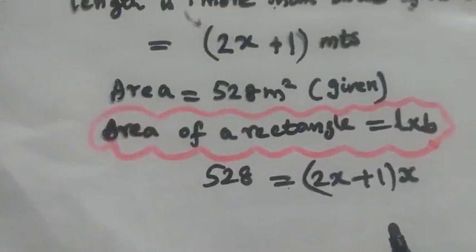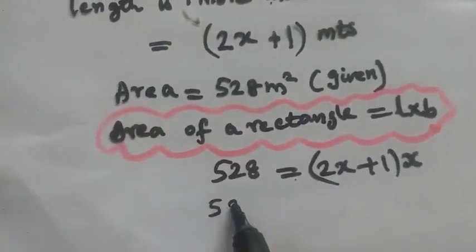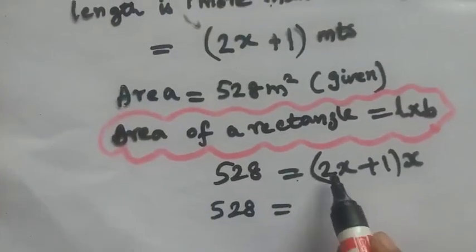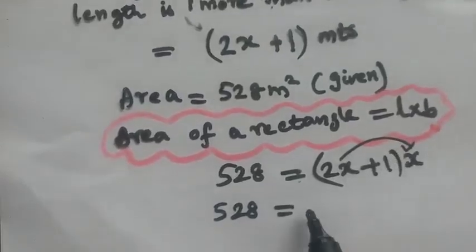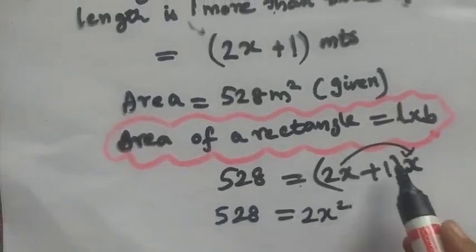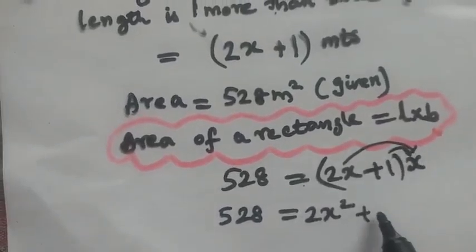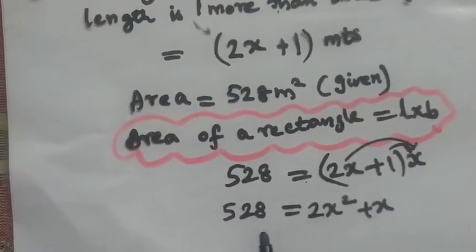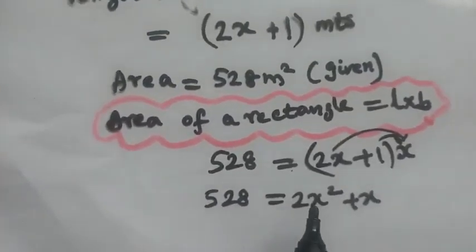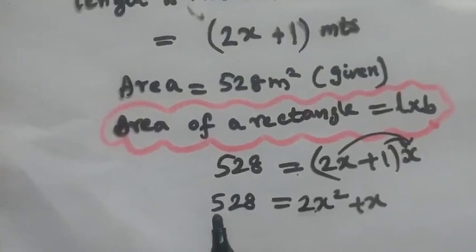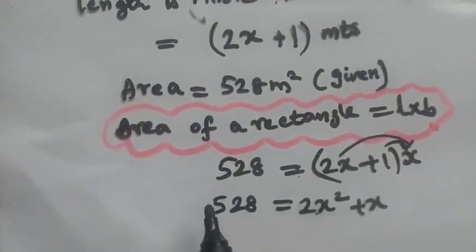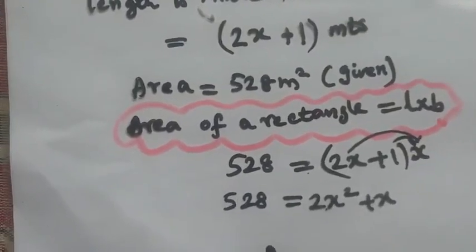Now we have to frame a quadratic equation. So I am writing 528 is equals to 2x into x. How much it will be? 2x square. 1 into x, 1x. Now if I collect all the terms together, we always say our x square should not be a negative number. So I will not transpose this 2 here. I will transpose 528 there.